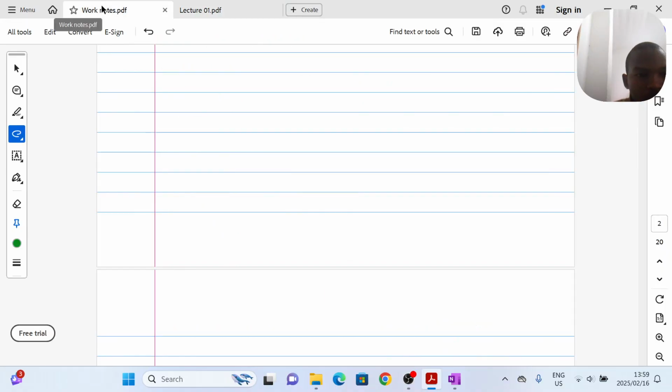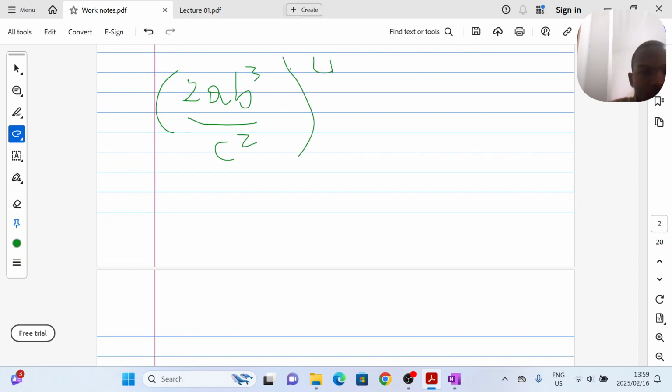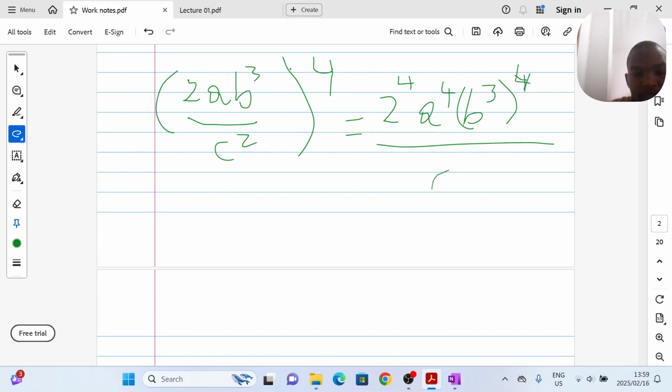So what we do here, we just rewrite that because we wanted to simplify. We had (2ab^3) all over (c^2) all to the power 4. How do we simplify that? This is going to be the same as, I'm going to place a 2 to the power 4, and then a to the power 4, and then b to the power 3, but now this is to the power 4, right? And then all over c^2 all to the power 4.